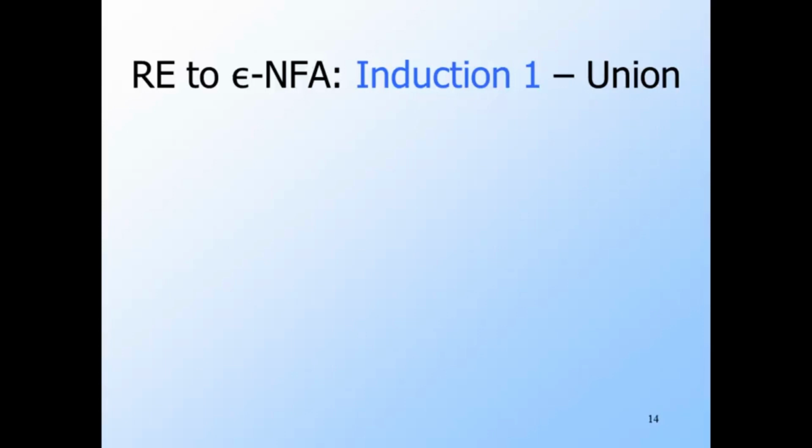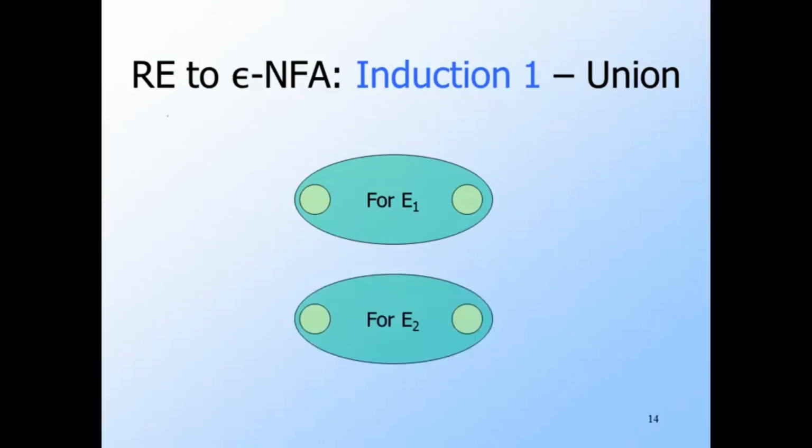Here's the construction for union. Suppose our expression is E1 plus E2. Both E1 and E2 have fewer operators than the entire expression, so the inductive hypothesis applies to these sub-expressions. We may thus assume that there is an epsilon NFA of the desired form for E1, and likewise for E2. We form the epsilon NFA for E1 plus E2 by introducing a new start state and a new final state. The old final states are no longer final. There are epsilon transitions from the new start state to each of the two old start states, and there are epsilon transitions from the old final states to the new final state.